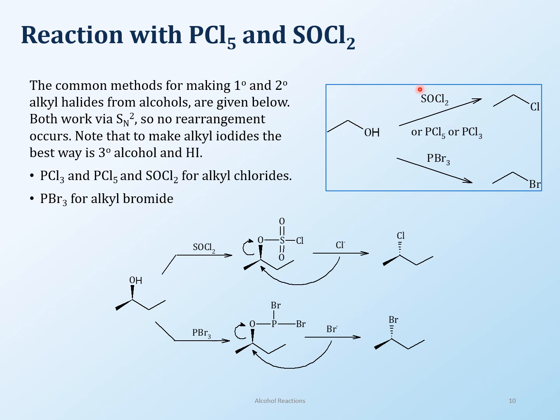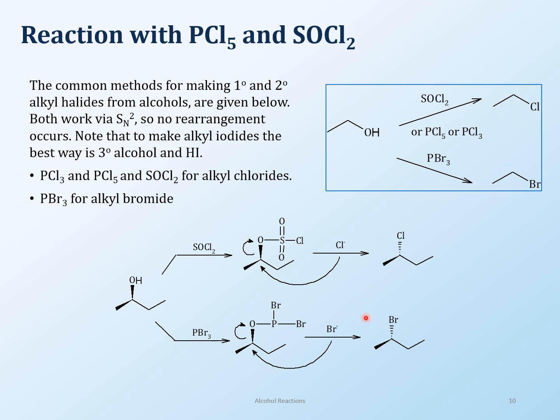If you want to get a Cl on there instead of OH, so if you want to substitute with Cl, you use thionyl chloride or phosphorus pentachloride or phosphorus trichloride. That's to get a chlorine on. If you want to get a bromine on there, then you use phosphorus tribromide, PBr3. So this is how you can turn an alcohol into a halide. This is a neat reaction.